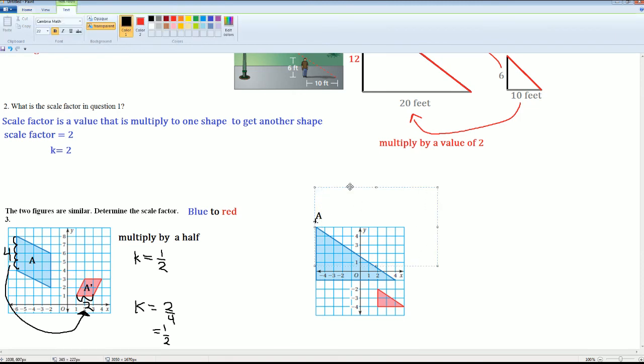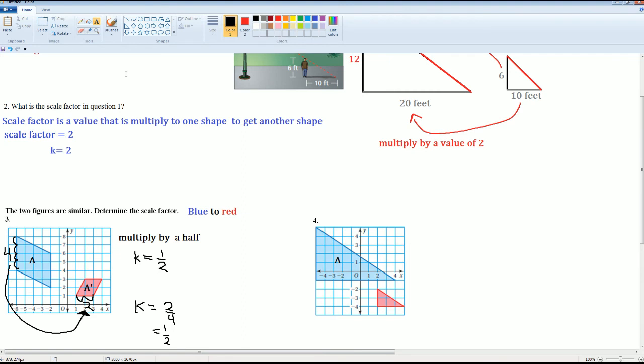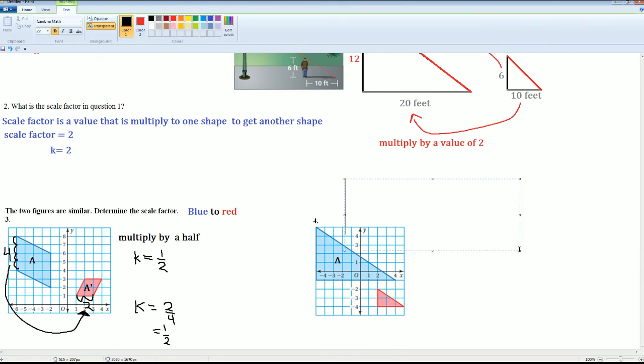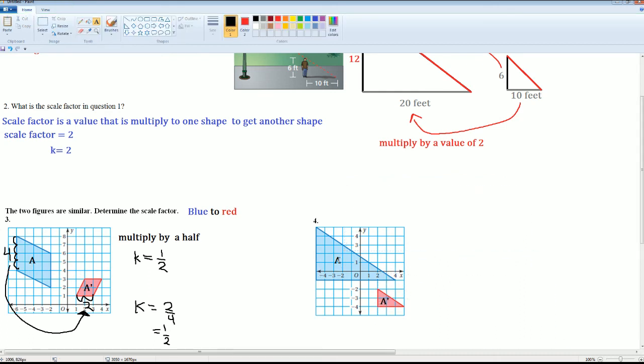A goes to A prime. Good. So again, we're going to go from A to A prime. Let's just count. We can make our lives easier. 1, 2, 3, 4, 5, 6. Good. And this one is 1, 2. So how do you go from the number 6 to the number 2?